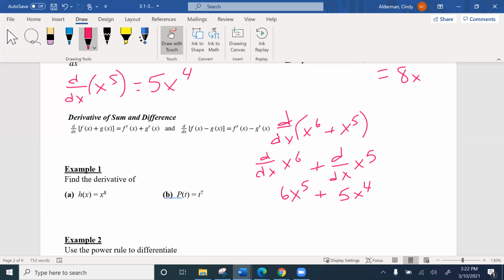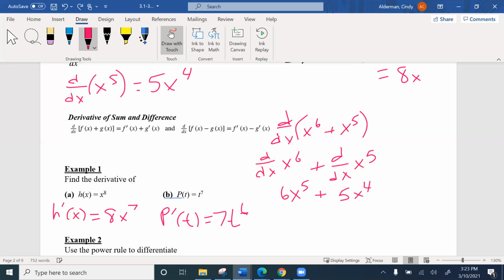All right, so let's see if some of you guys can help me with these. We're going to find the derivative of h of x. So we would say the derivative, h prime of x, is equal to what? What do you guys think? Yeah, 8x, so we're going to move the 8 up front, x, and we have to take the power and reduce it by 1. How about b? We would be finding p prime of t. Yes, very good. 7t to the 6.